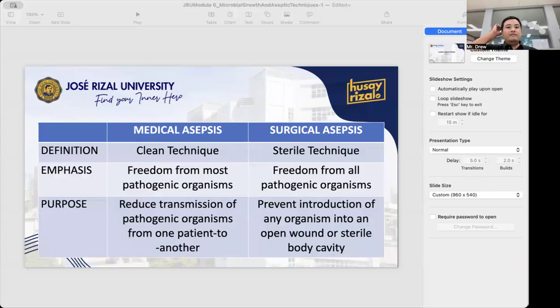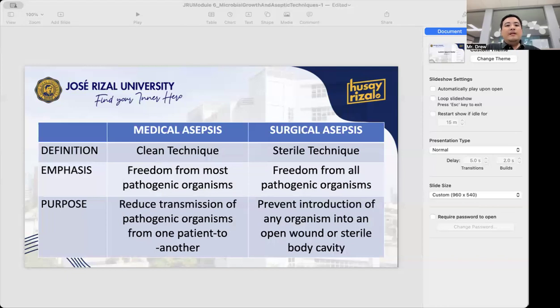So, medical asepsis versus surgical asepsis. Both types of asepsis aim to prevent infections, but they differ in approach. In medical asepsis, clean technique. In surgical asepsis, sterile technique.